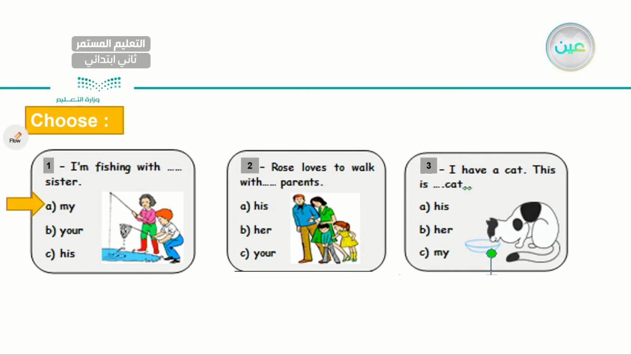Number 2, Rose, she loves to walk with parents. His parents, her parents, your parents. What do you think? She, Rose, the answer is her parents. Very good. Her parents. Number 3, I have a cat. This is his cat, her cat, my cat. What do you think? The answer is my cat. Excellent. My cat. Very good job.